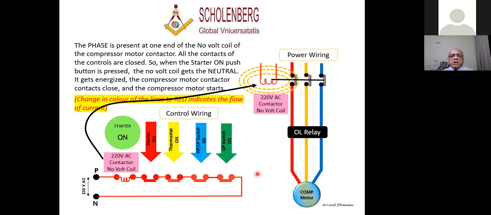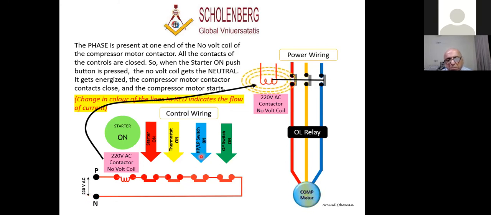So if any of your switches malfunctions, suppose the oil pressure is low, this will disconnect this circuit, this coil will not get the neutral, it will become de-energized, this will no longer become a magnet, and the compressor will stop, because of the oil pressure switch. And every switch has auxiliary contacts through which we can give a supply and an indicator. So if there is a failure, this light will switch on, the compressor will stop, because the circuit of the no volt coil is no longer completing.